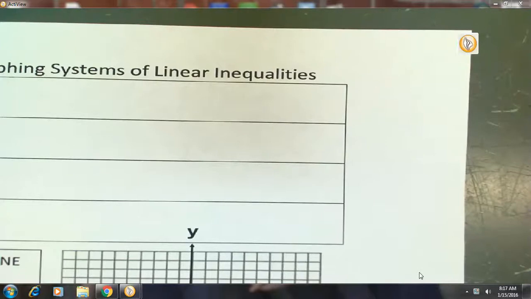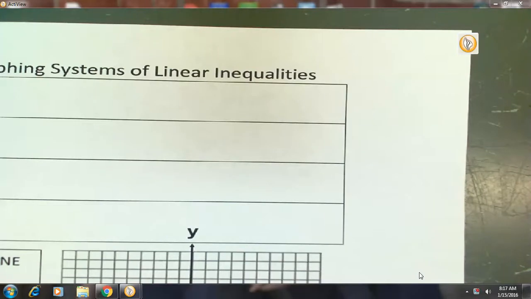We are going to move on to the last section of chapter 6. We are solving systems of inequalities by graphing. You have a small sheet of paper that we are going to use to take notes on to start. And I'll give you another sheet here in just a minute.